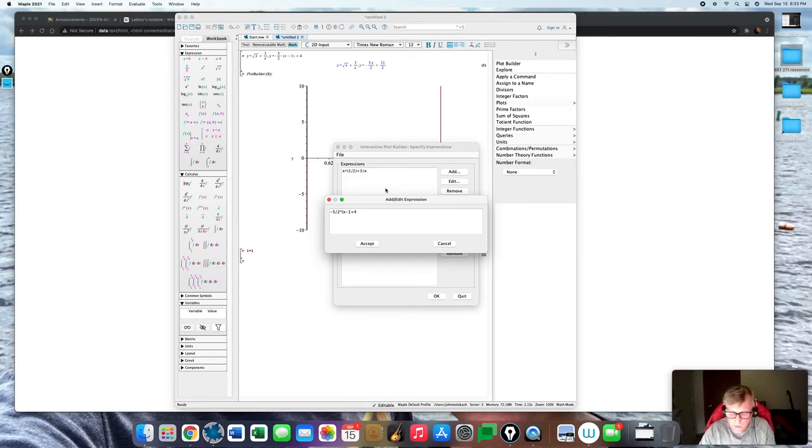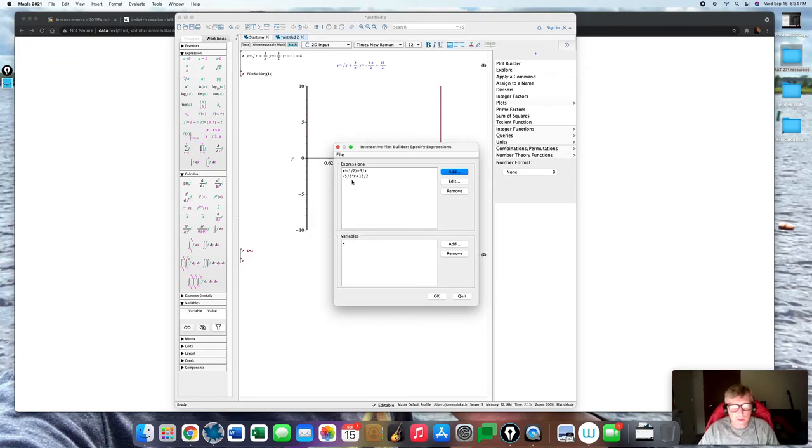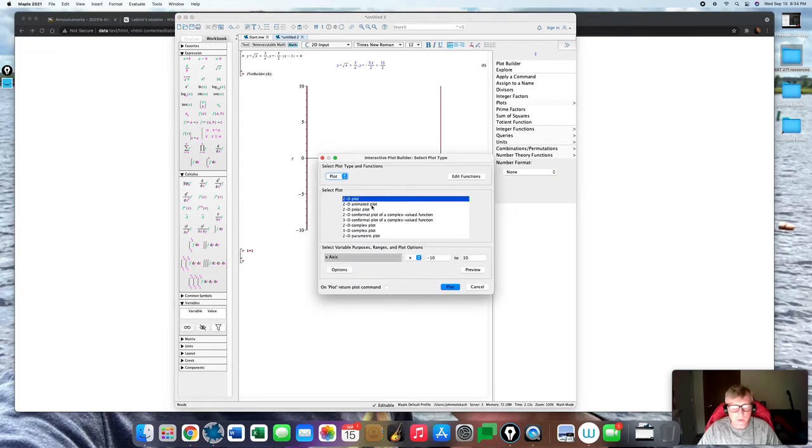So I'm going to, oops, I need to close my parentheses there. There we go. And hit accept. Hopefully, yep, and it did it again. It made slope-intercept form for me. So once I've got both of the expressions in there, I want a graph. Then I'm just going to hit OK. And I want to do 2D plot. I don't want any weird complex plots or parametrics or anything like that.